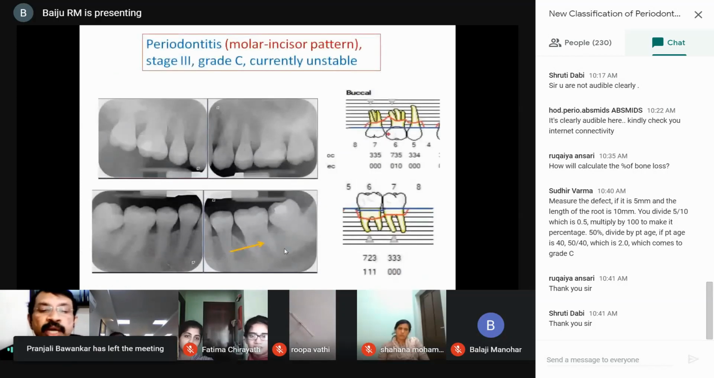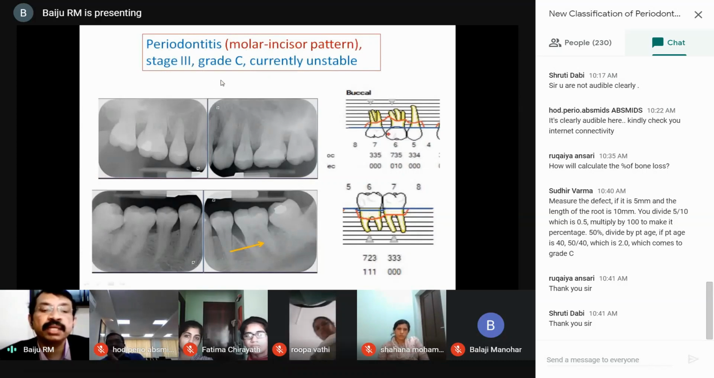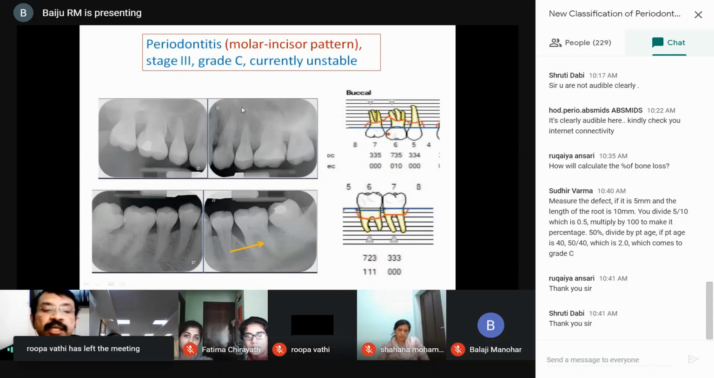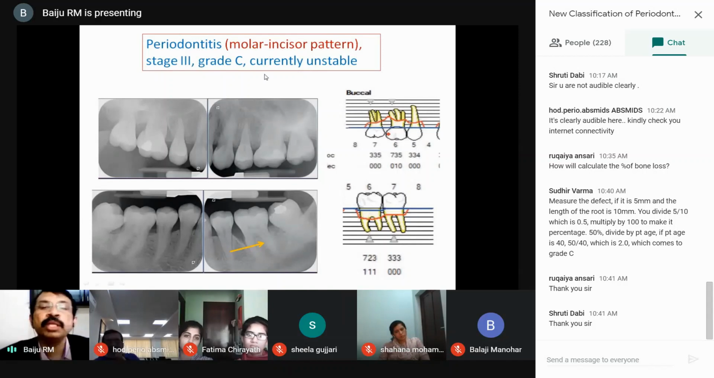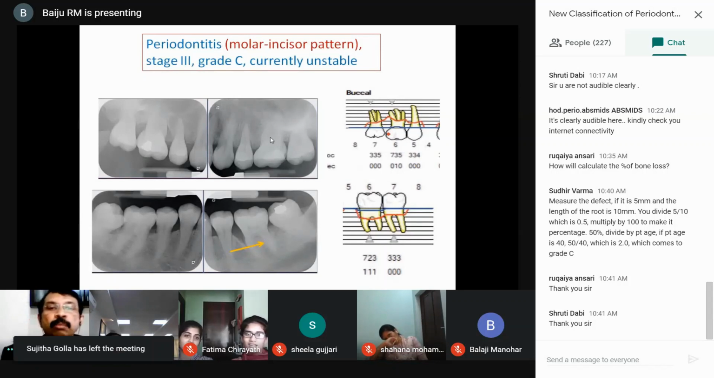When you have bone loss or attachment loss involving only the molars, with no other teeth involved, or if the incisors are also involved, you have to assume this is molar incisor pattern. Even though the patient is in her 30s, this is something around 50% bone loss. We still diagnose it as a molar incisor pattern according to the new classification criteria, because what it says is that the bone loss or attachment loss has to be limited to the molars and the incisors. In such a case, irrespective of the patient's age, we diagnose it as a molar incisor pattern.